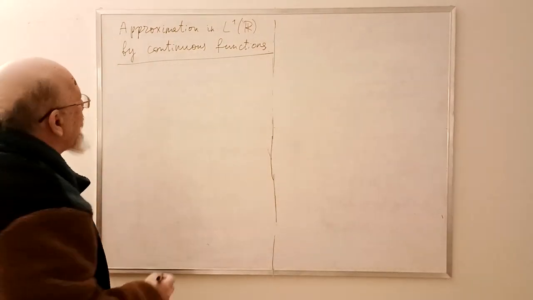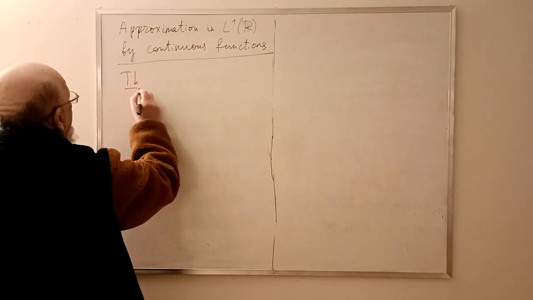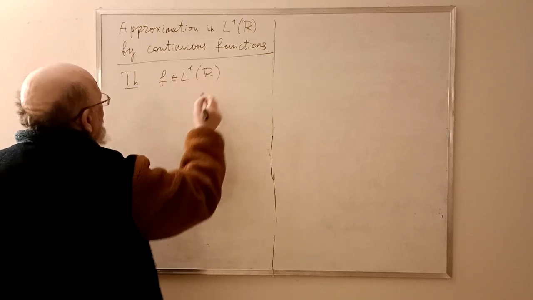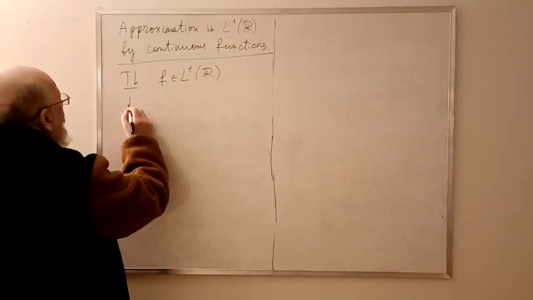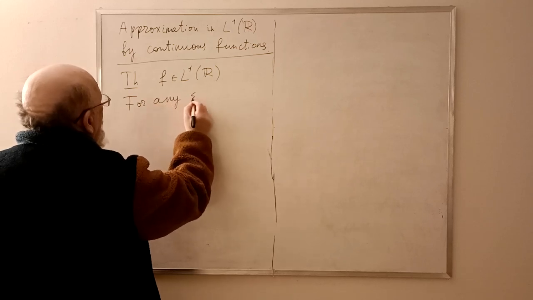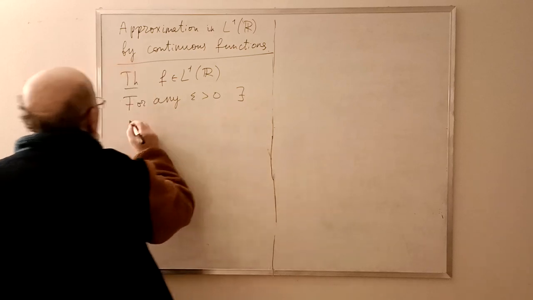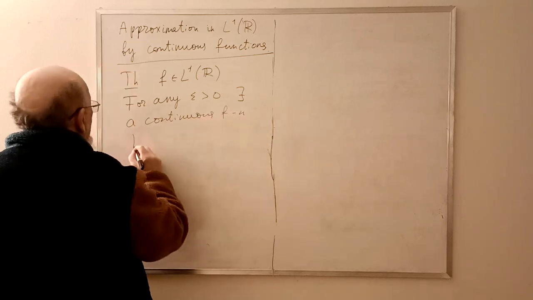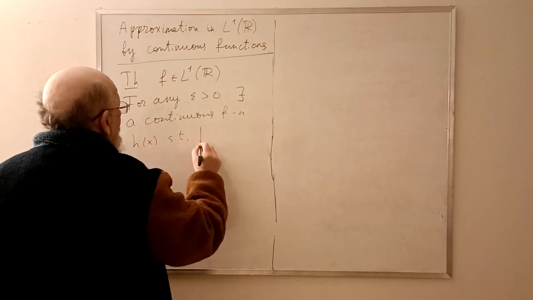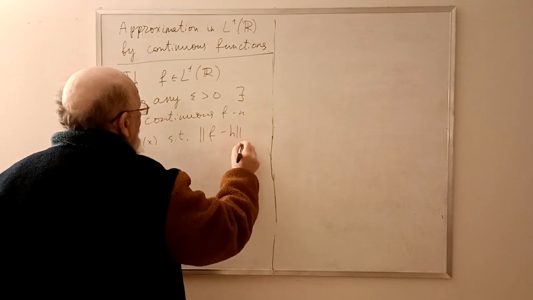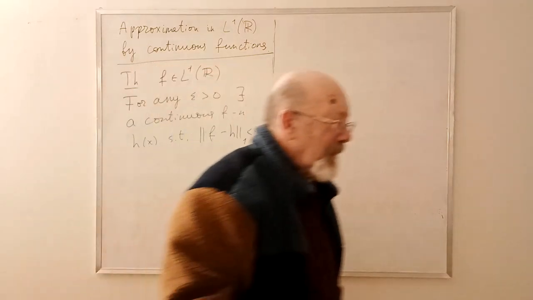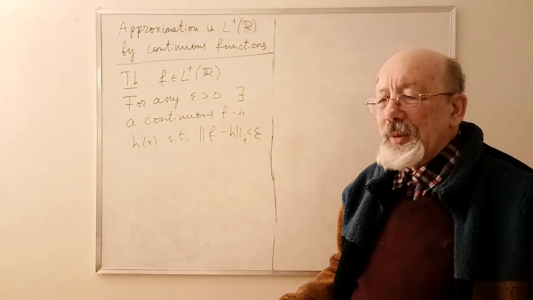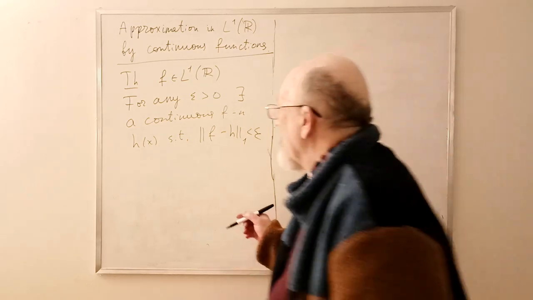It is the following theorem. Let f be in L1 of R. Then for any epsilon, there exists a continuous function h of x such that the norm of f minus h in L1 is less than epsilon. So not only a simple function, not only a step function, but now we have a continuous function.